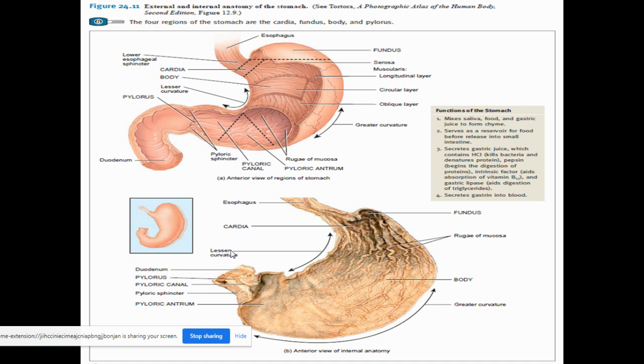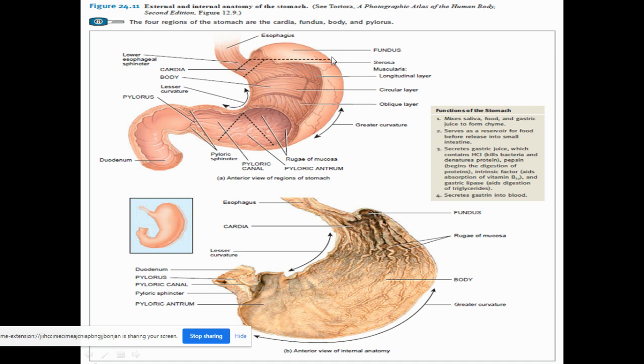So the stomach, as you can see, is an elastic organ. It is a J-shaped organ which comes directly after the esophagus. After the esophagus, it opens into the stomach. The lower esophageal sphincter or the valve opens and transports the food from the esophagus into the stomach. You can see the shape of it. It is a J-shaped muscular organ.